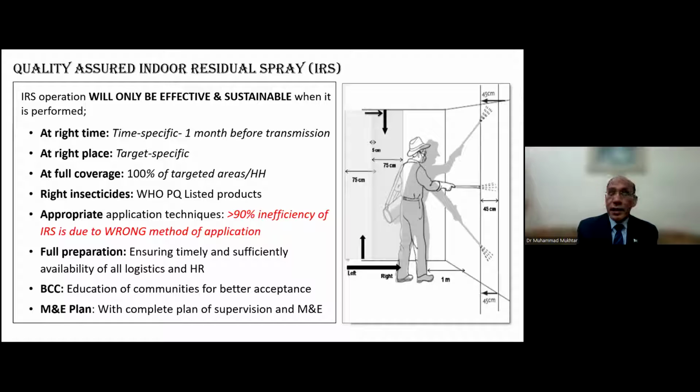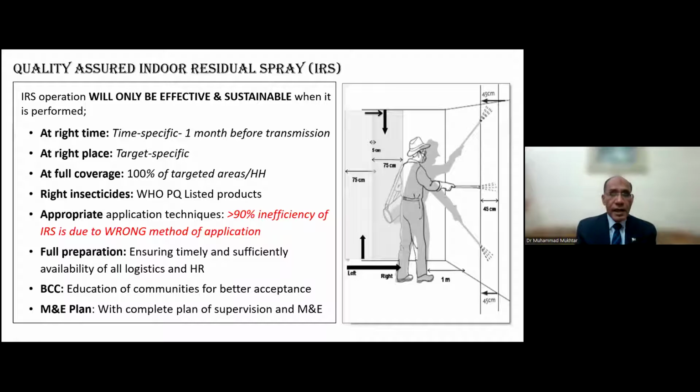And then BCC. Again, the BCC is very important because unless your community accepts your intervention, you will not get the desired impact of the intervention. And BCC is more important in the scenario of the IRS because you will have to convince the community to prepare their household for IRS, because most of the resting places of the local vector species are behind the almari, the furniture. And if the community is not cooperating with you for the proper application of the IRS, you will not get the impact of the IRS. So BCC is very important for a quality assured IRS in the country.